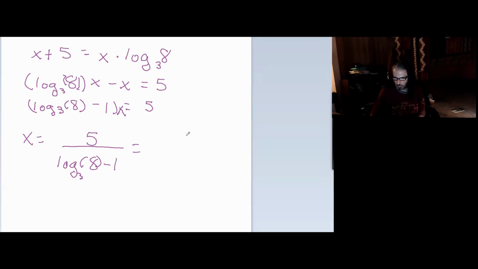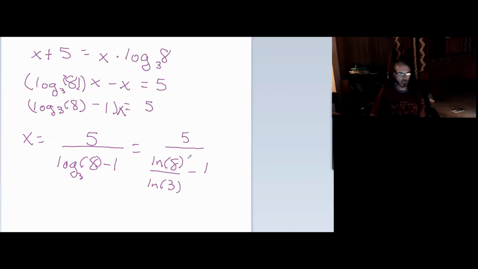Change your base. Log of 8 in base 3 will be the natural log of 8, and then the natural log of the old base, the base, in the denominator of the fraction.